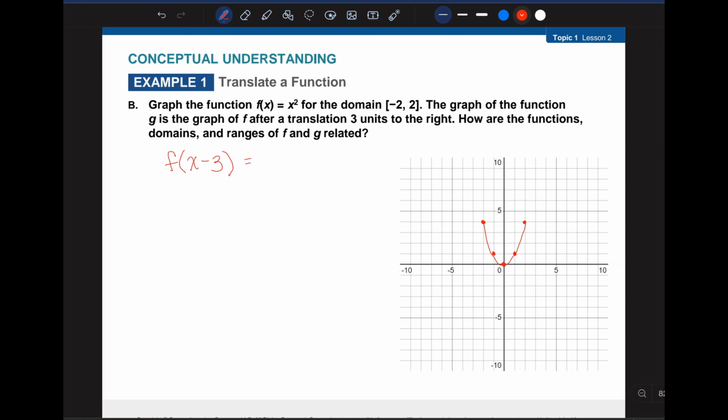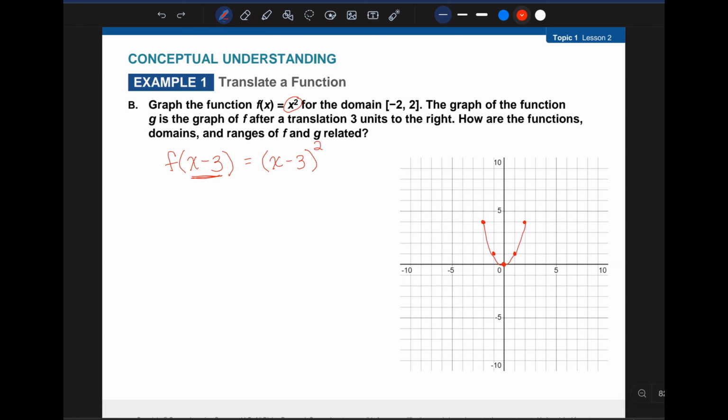So I look at my equation. My equation is x squared. So in place of x, I am now putting x minus 3. Now, if this would have said, let's move to the left 3, then this would be a plus instead. Okay? But that's not what we're doing.